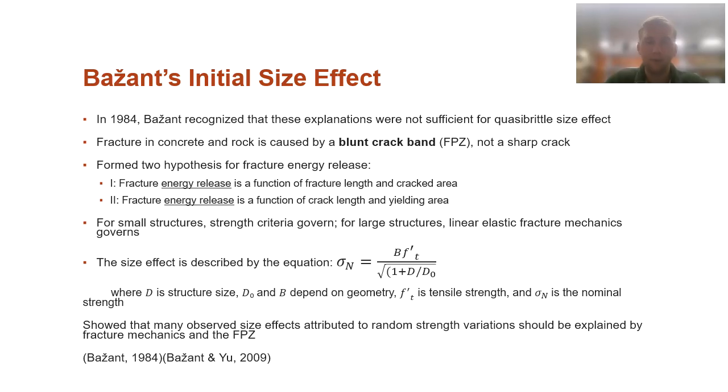So in 1984, there was this first edition of the size effect proposed by Bazant. A pretty important piece of work. Essentially he noticed that fracture is happening around this blunt crack band, or the fracture process zone that I took it to be. And it's not a sharp crack like you would see in linear elastic fracture mechanics or in brittle materials. So this first paper forms two hypotheses, and they're both around fracture energy release.